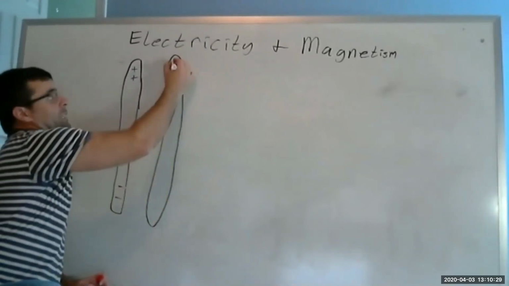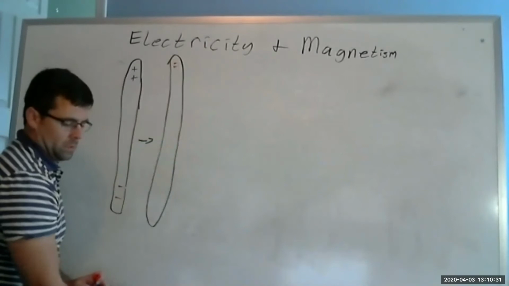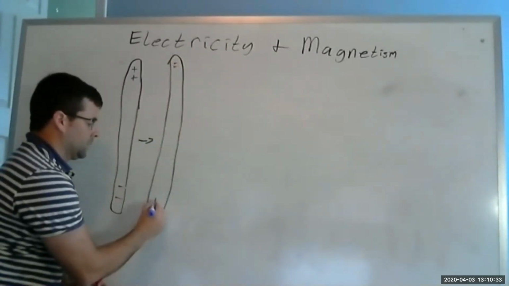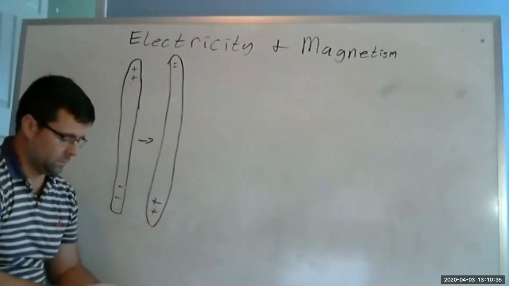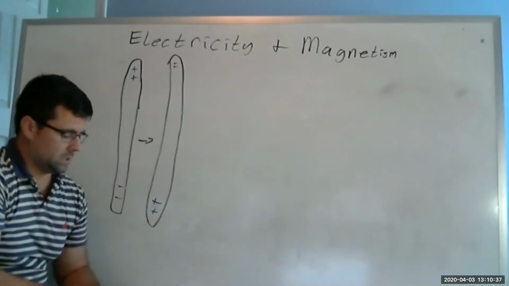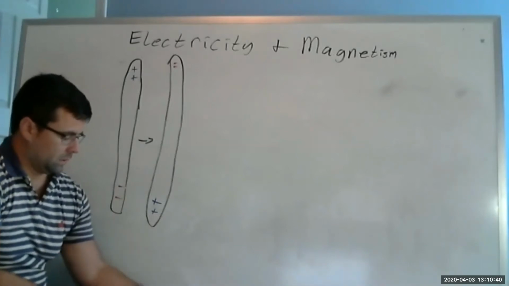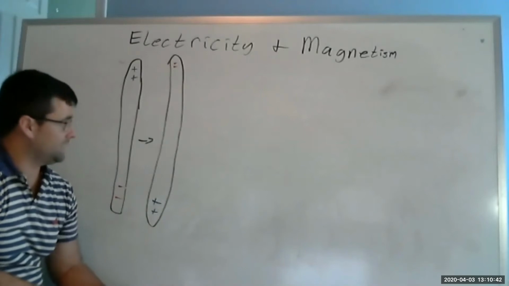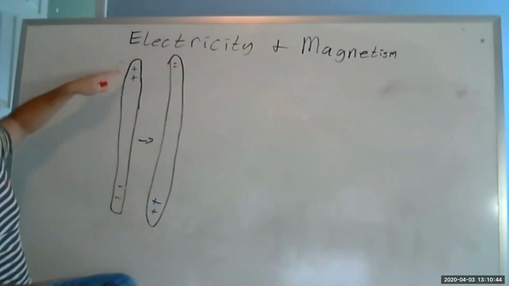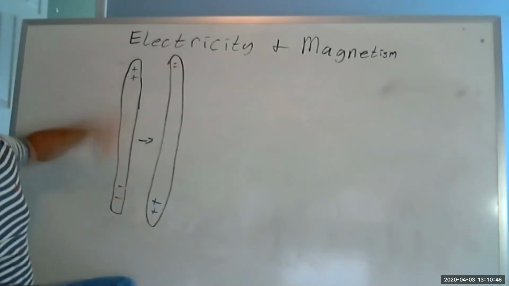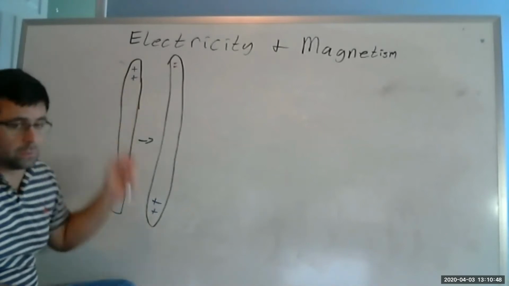So it makes the negative ones go up and the positive ones go down. And this is where the wave comes: they move these things back and forth really, really fast.